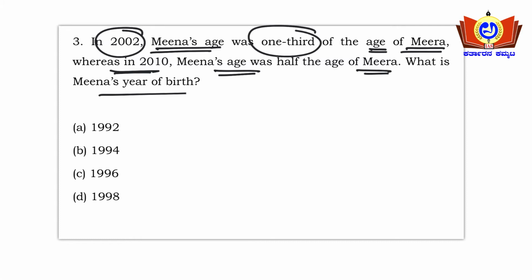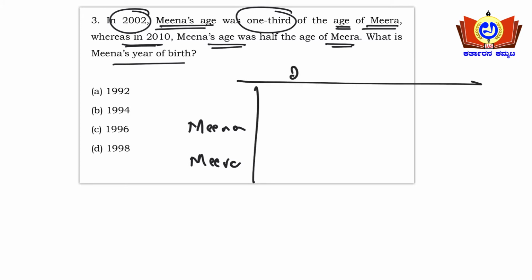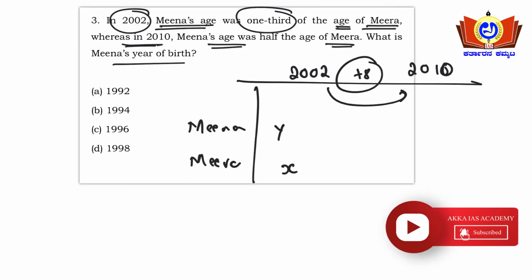This can be written like this. Meena I'll be writing here, and Meera I'll be writing here. So in 2002 here and in 2010 here, plus 8 years will be the difference from 2002 to 2010. In 2002, Meena's age was 1/3 of the age of Meera. So let us consider Meera's age be X and Meena's age be Y. So Y will be 1/3 x in 2002.